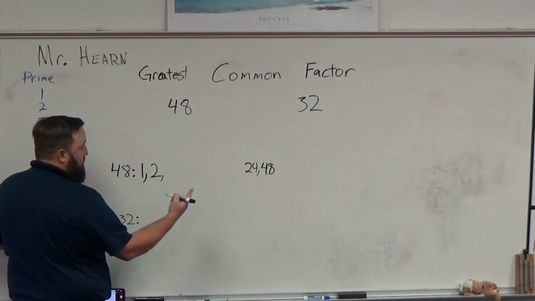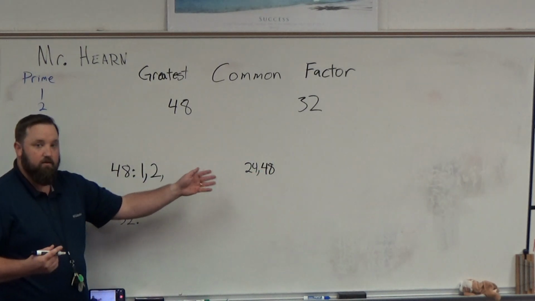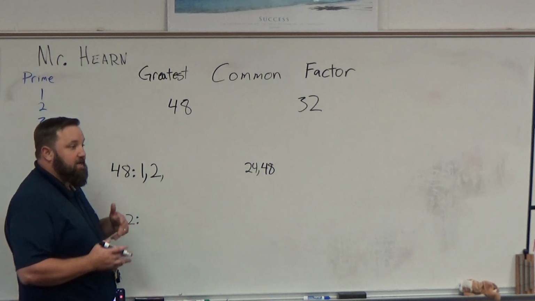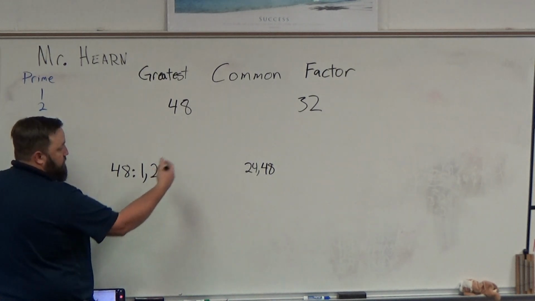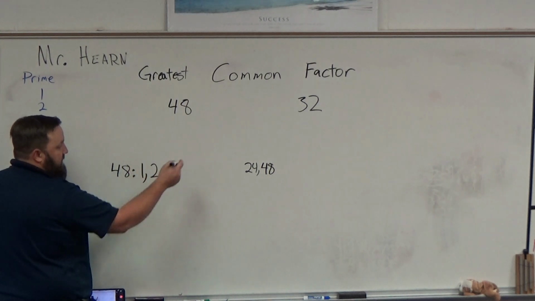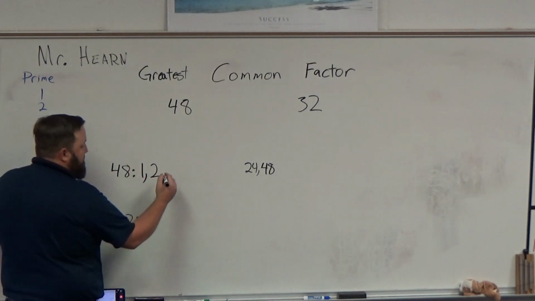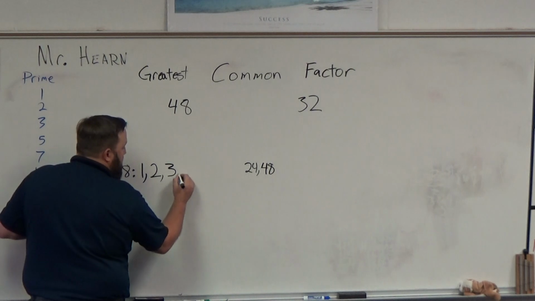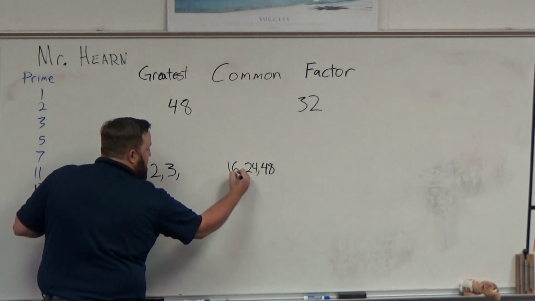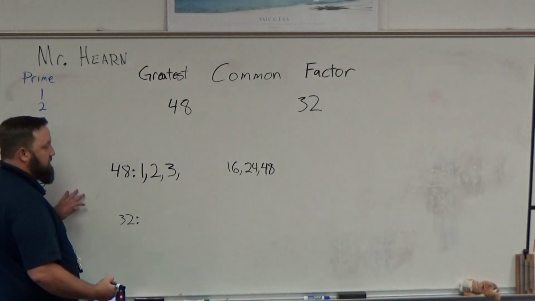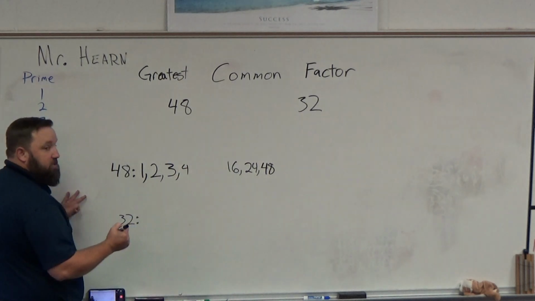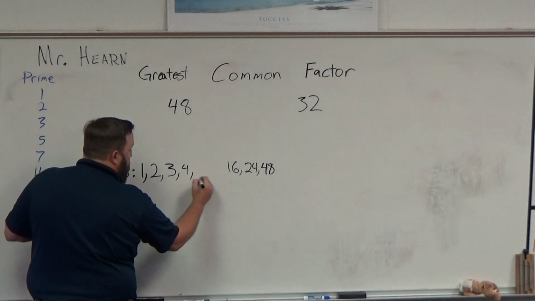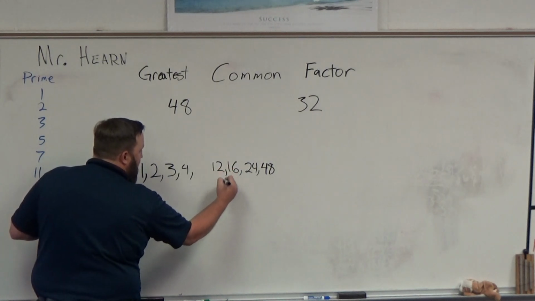All right, now 3. Will 3 go into 48? Well, I know 3 times 6 is 18, so I might be able to get that 8 in my ones column. So 48 divided by 3, that's going to give me 16. So 3 times 16 will give me 48. The next number is 4. All right, it's a 4 and 8, so that should be pretty simple. 4 times 12 is 48.